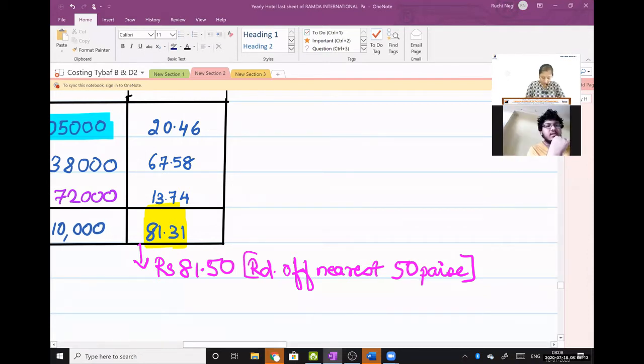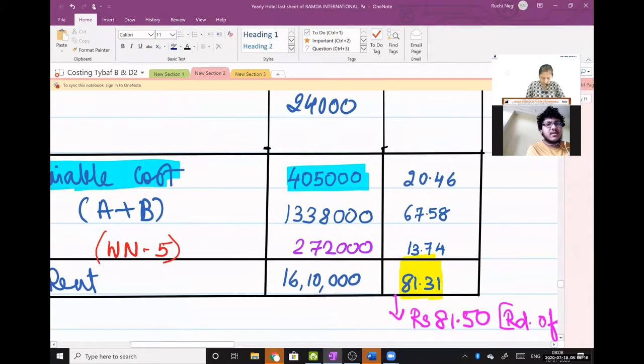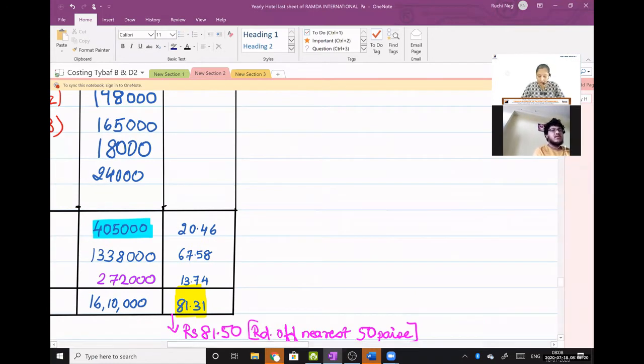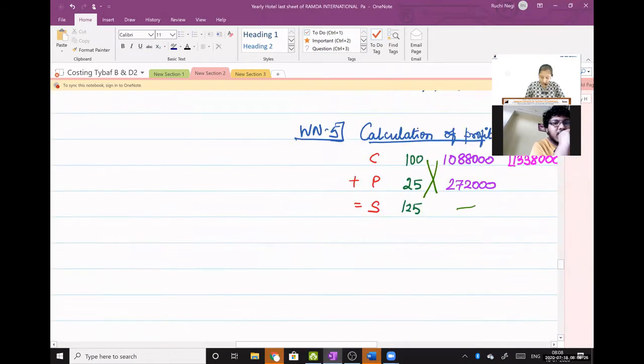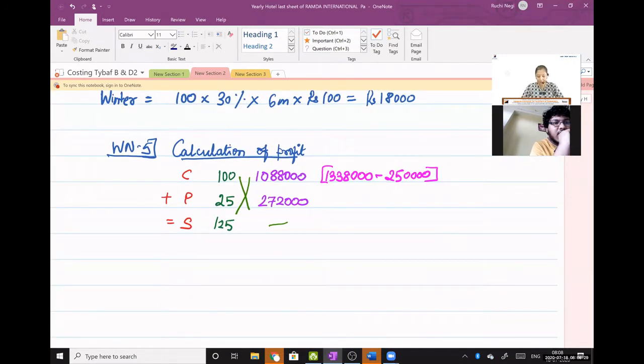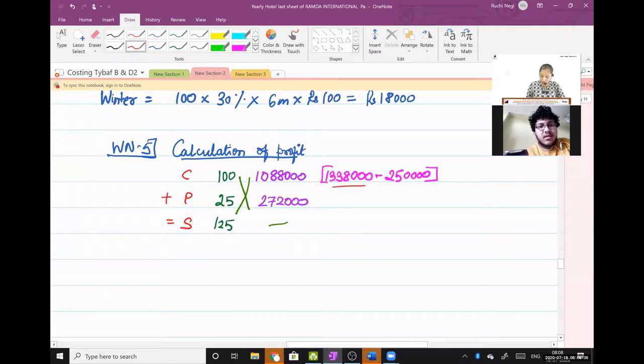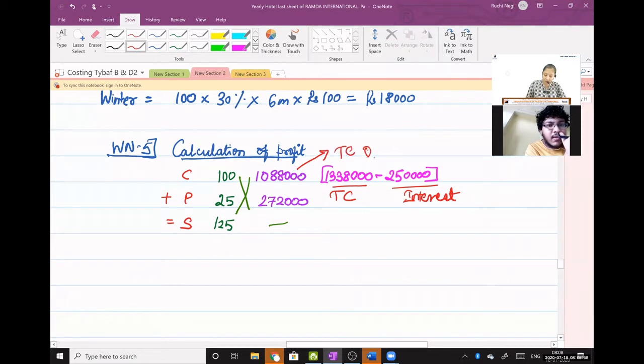Okay, profit. Yes, I am there. Wait. For profit, they have given that it should be other than interest, right? So that's the calculation of profit. Your total cost is 13,38,000, correct? They have said it should be other than interest. So remove the interest element from it. This is your total cost. Remove the interest element from it. So this answer what you get is known as total cost other than interest.